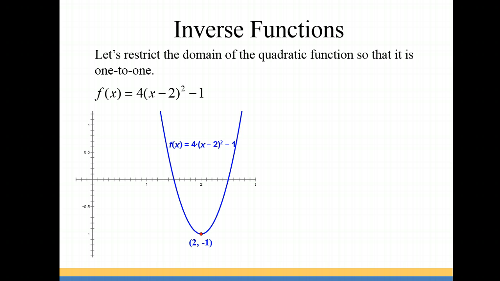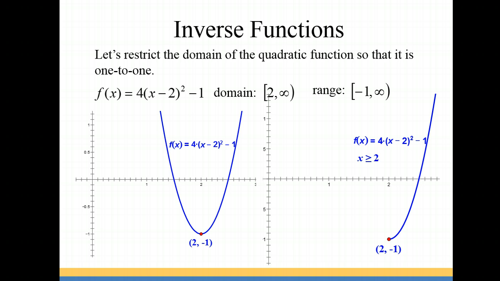So in this case our vertex is at 2, negative 1. If we just take the right side of the graph, our new domain will be from 2 to infinity, and our range will stay the same. You always want to try to keep the range the same when you restrict your domain. And then we'll have this side of the graph only, from 2 to infinity, and our range being from negative 1 to infinity.